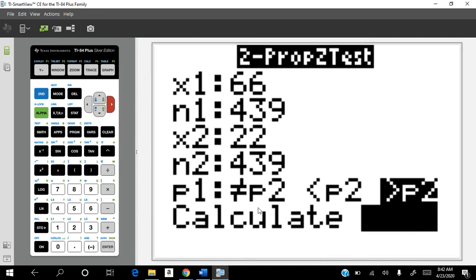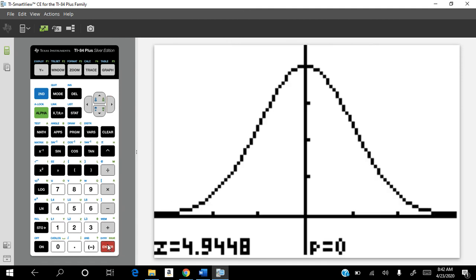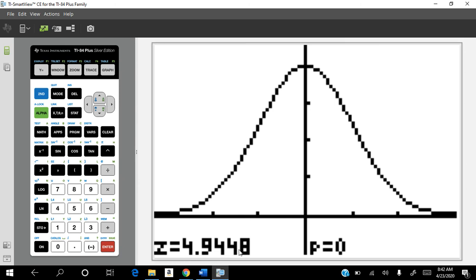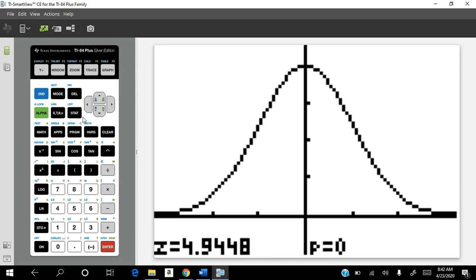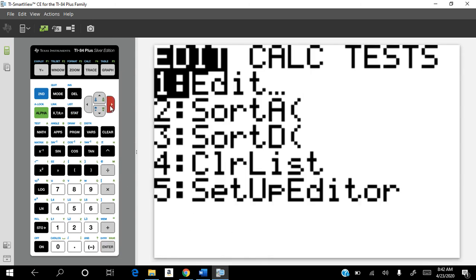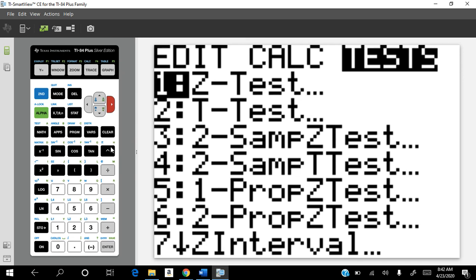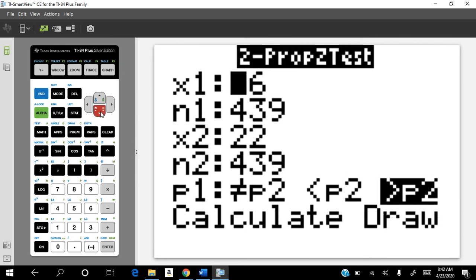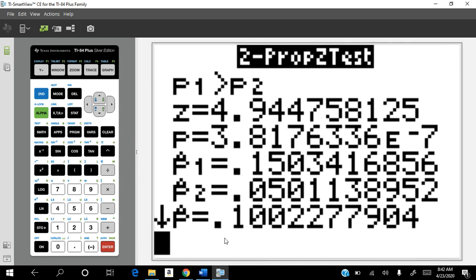But I want you to notice right here, do you see where it says draw? It will draw it for you. And right here is your z-score, your test statistic, 4.9. And your p-value is basically 0. So I'm going to do this again. Stat over to test number 6. It saves everything, so I didn't have to worry about that. The reason why you want to calculate and not just use the draw is it gives you the pooled proportion. So here is your z-test statistic, 4.94.